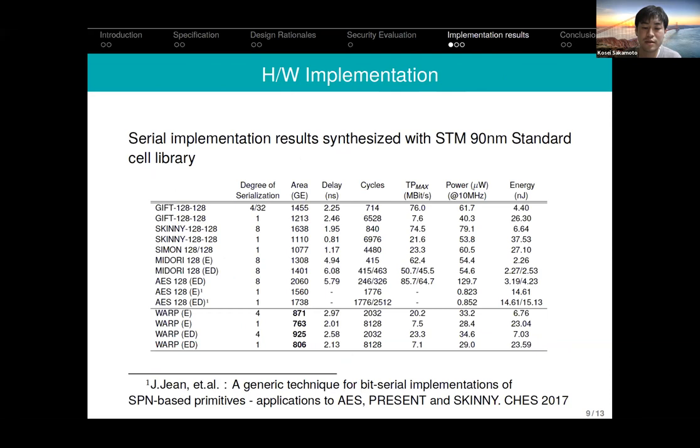So this is the serial implementation result. This table shows our performance values in terms of area.